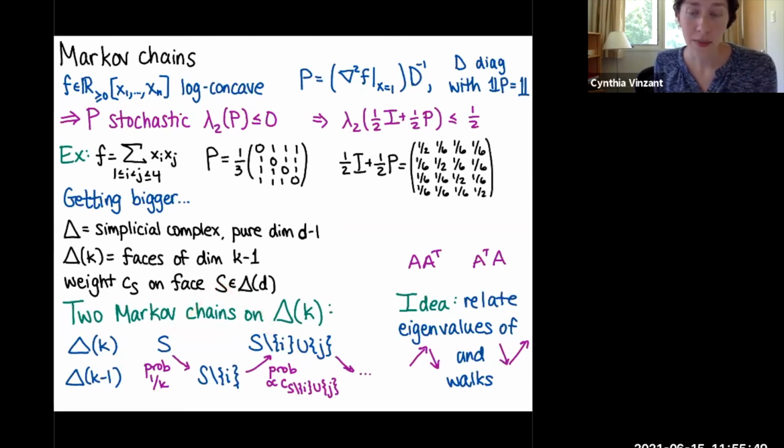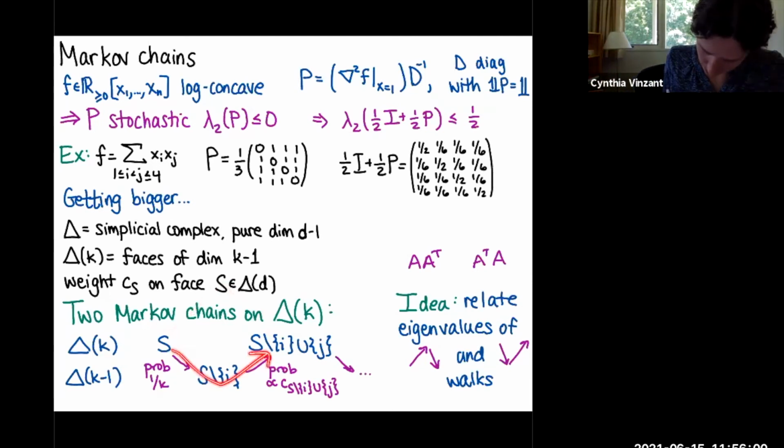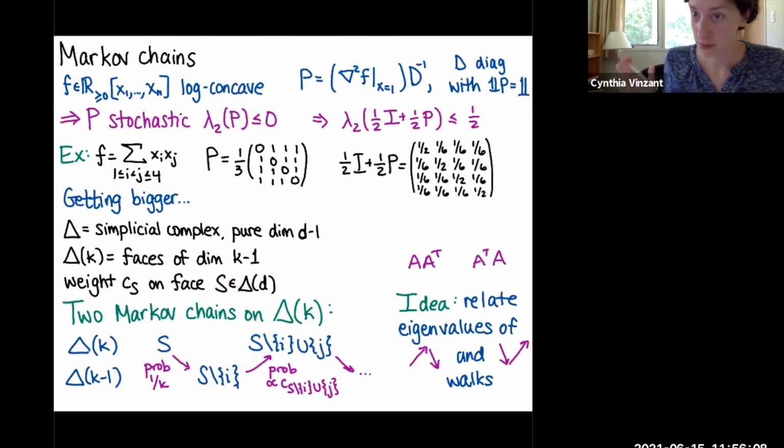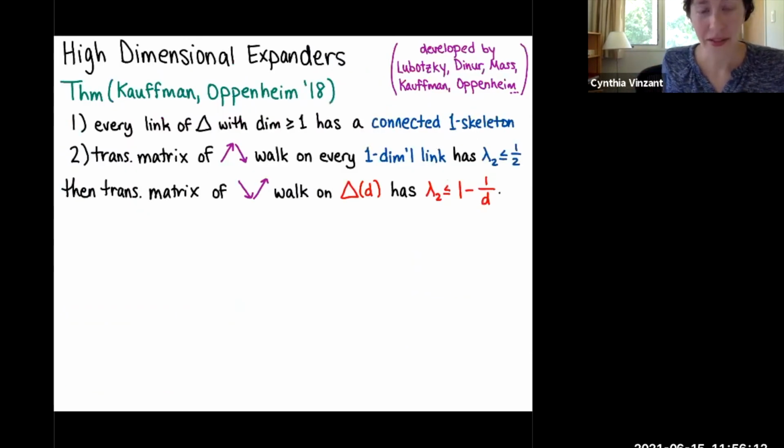And somewhat remarkably, one can relate the eigenvalues of the transition matrix for all of these many walks that are going on. So not only this walk and this walk, but also the two walks on subsets of size k. And this was developed by many people and surrounding something called high-dimensional expanders.